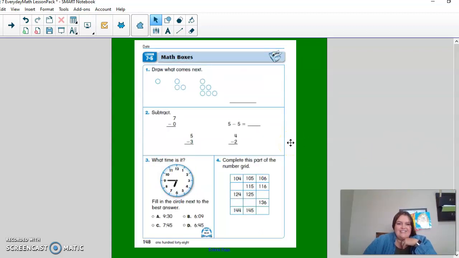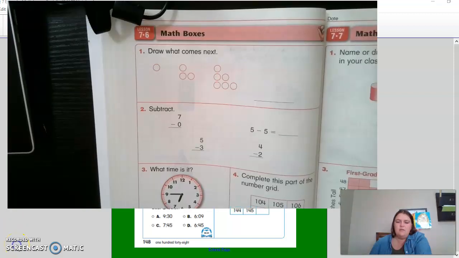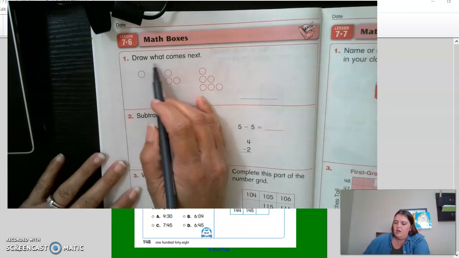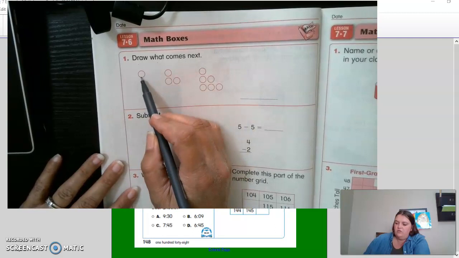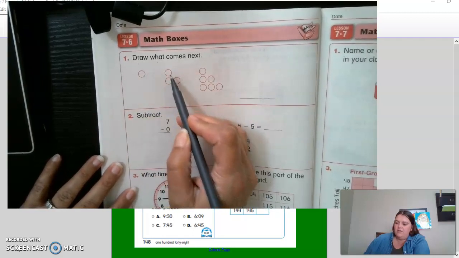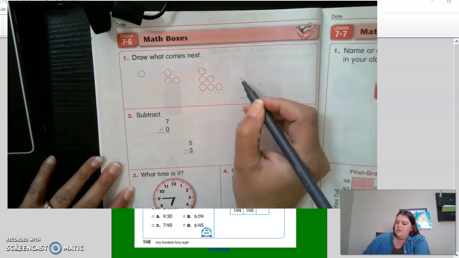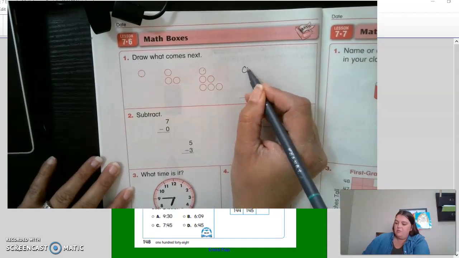All right, this also, I want you to pause your video and work this out, and then we'll go over the answers together. All right, let's see how you did. Here we have a pattern. It says draw what comes next. I have 1 circle. Next I have 1 and then 2. 1, 2, 3. I'm going to finish the pattern.